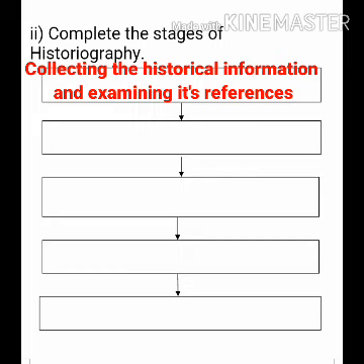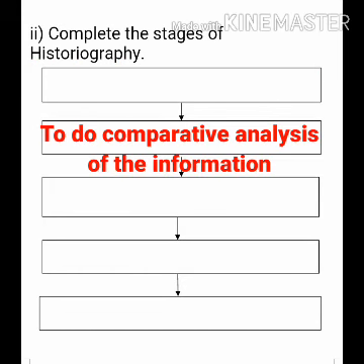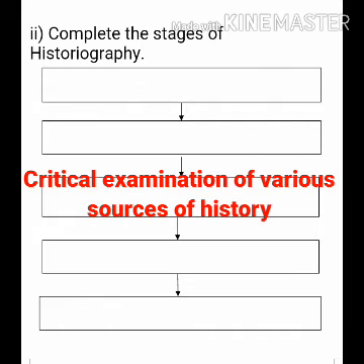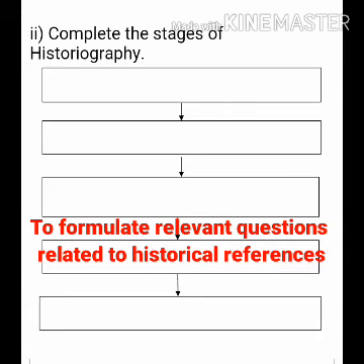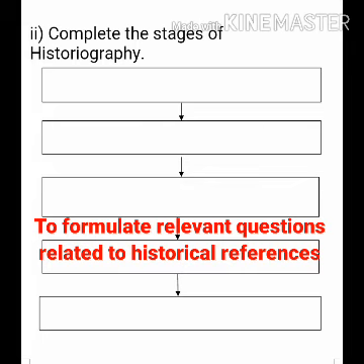Second box is to do comparative analysis of the information. That is to compare the information of which era it is. Third one, critical examination of various sources of history. That is to verify whether it is historical or not. Fourth box is to formulate relevant questions related to historical references. That is to frame questions: how, when, why. All these questions will help us to get the historical information.